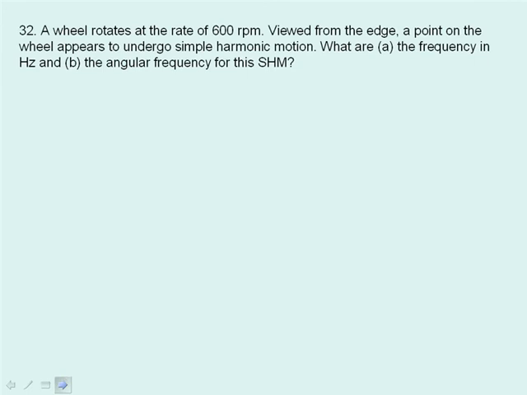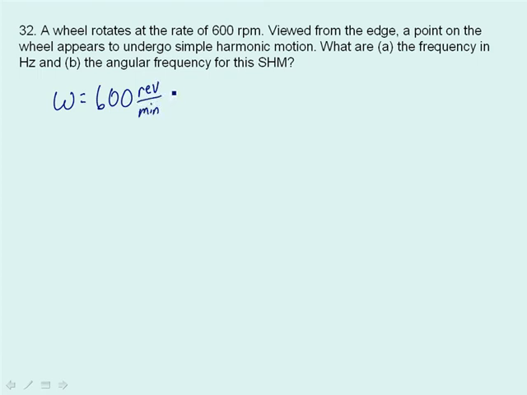A wheel rotates at a rate of 600 revolutions per minute. Viewed from the edge, a point on the wheel appears to undergo simple harmonic motion. What are the frequency and the angular frequency for this simple harmonic motion? Well, we're given omega, and that's equal to 600 revolutions per minute.